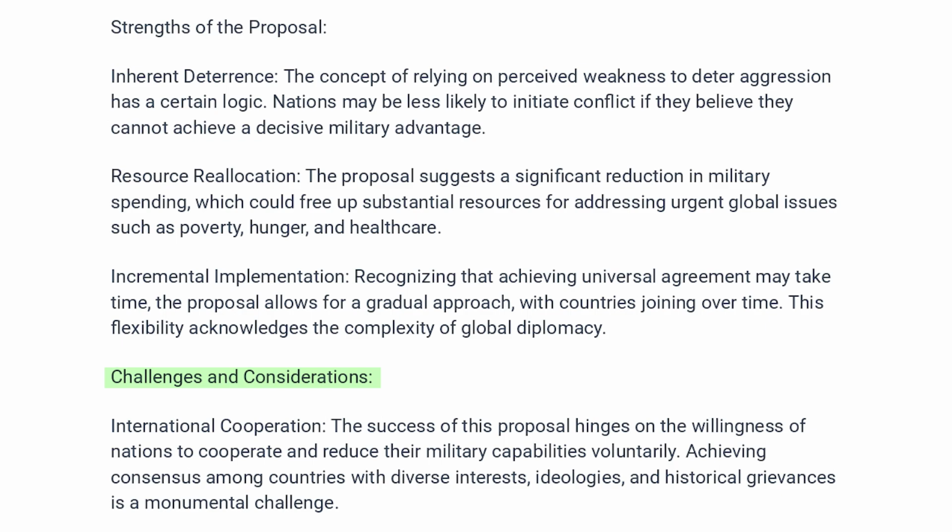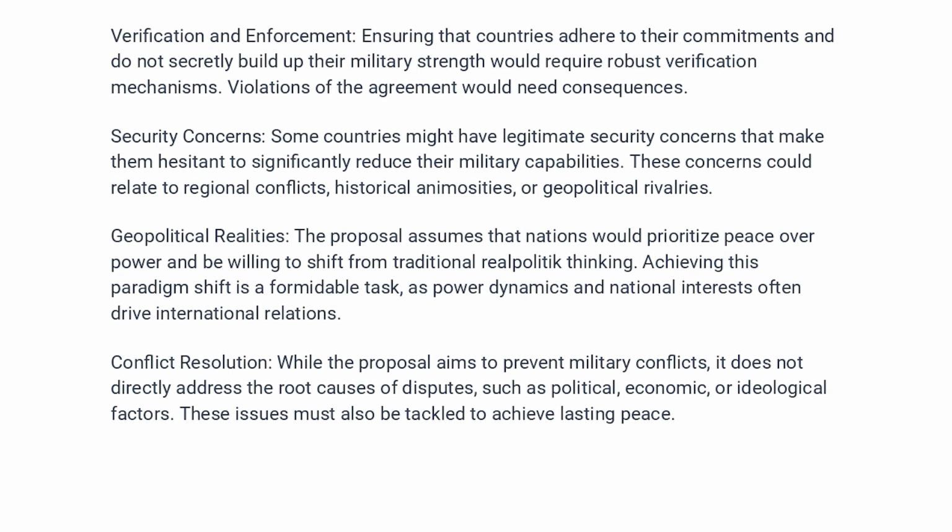Challenges and considerations. International cooperation. The success of this proposal hinges on the willingness of nations to cooperate and reduce their military capabilities voluntarily. Achieving consensus among countries with diverse interests, ideologies, and historical grievances is a monumental challenge. Verification and enforcement. Ensuring that countries adhere to their commitments and do not secretly build up their military strength would require robust verification mechanisms. Violations of the agreement would need consequences.